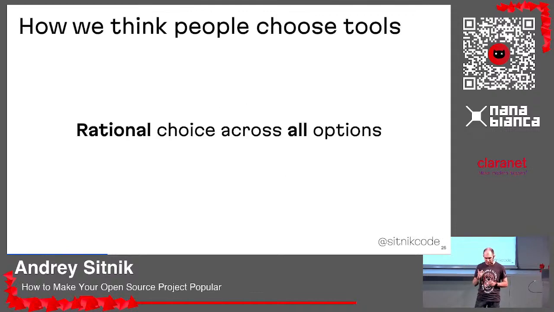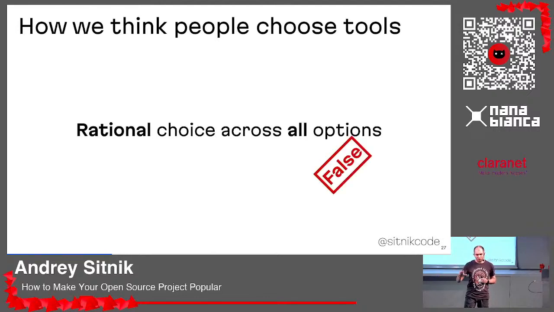First, the formula. Second, a lot of people think that popular projects become popular because other users choose them in a rational way. You know, there is an idea that every developer starting a new project makes a rational choice across all options. Unfortunately, it's a completely wrong idea.